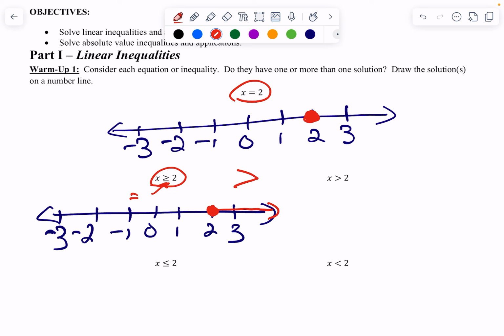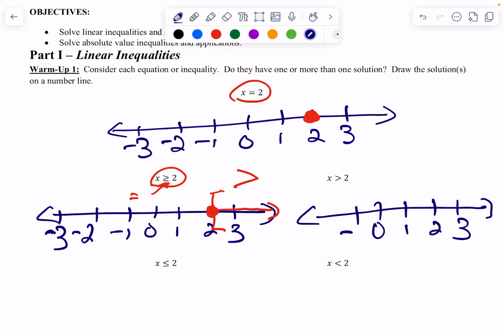Now, sometimes you might also see brackets instead of the dot. That's another way of doing it. The dot is, I guess, more usual, but sometimes you'll see that bracket also. Okay, let's move on to the next one, which is x is greater than 2.